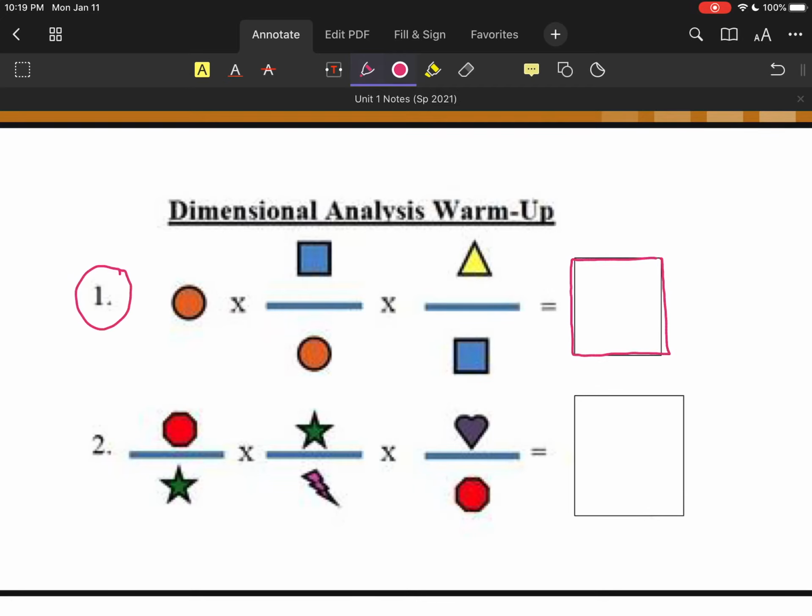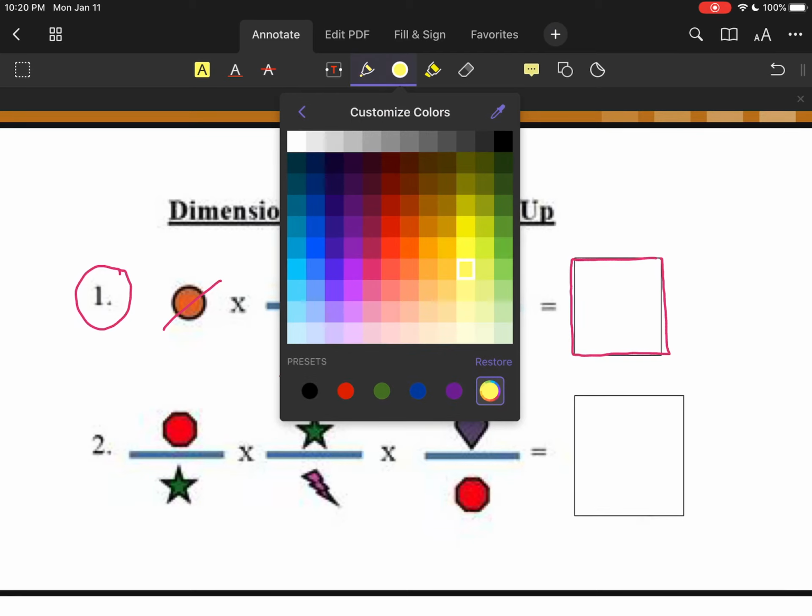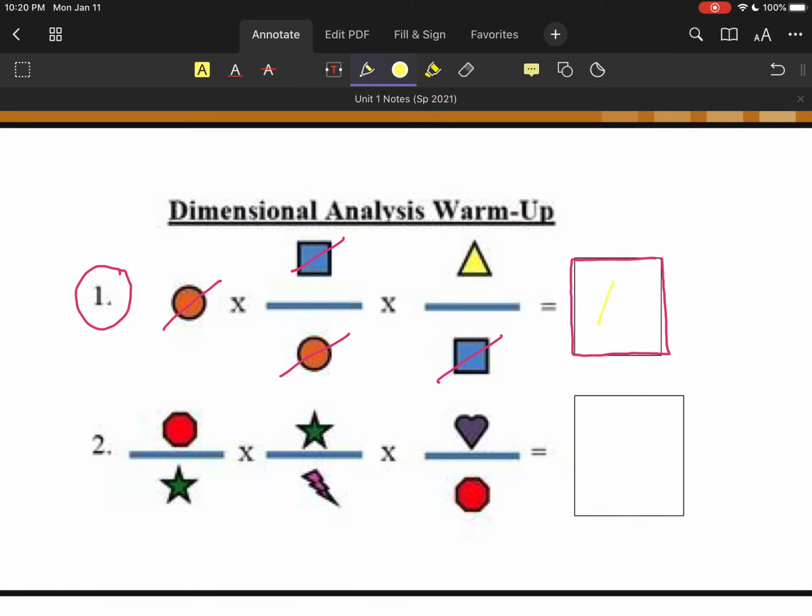So you're starting with an orange circle, and I want you to see what's going to be your final answer in this square. Hopefully what you noticed is that if you have an orange square on the top here and an orange square on the bottom, those two things are going to cancel out because they're the same. The same thing's going to happen to my blue squares. They're going to cancel out. So I'm just going to be left with a yellow triangle.